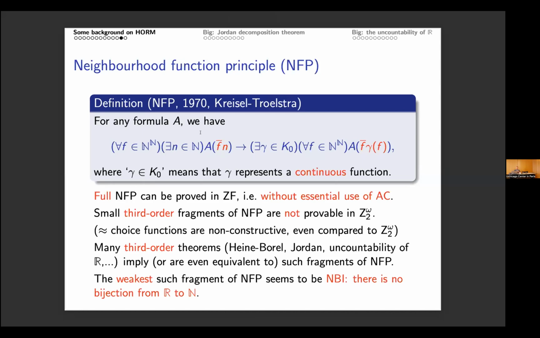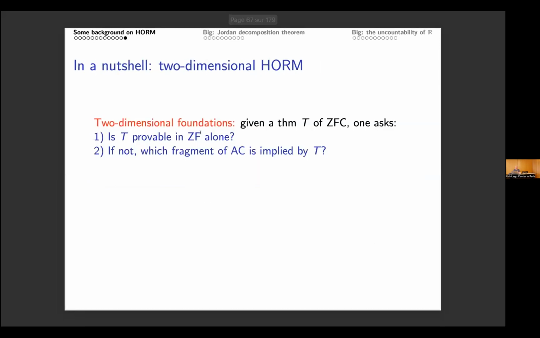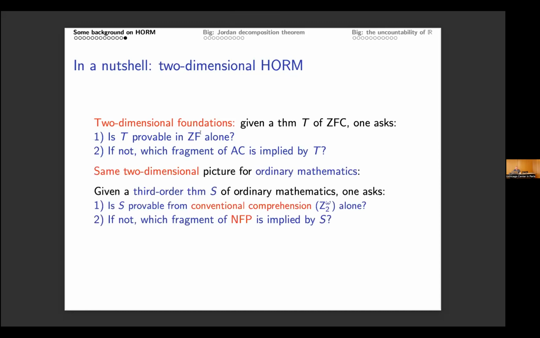So this is NFP, fragment of the axiom of choice, and this brings us to this grand two-dimensional higher order reverse math. I'll repeat my point. ZFC is two-dimensional. The axiom of choice has a central role. And we should be doing higher order reverse math in actually exactly the same way.